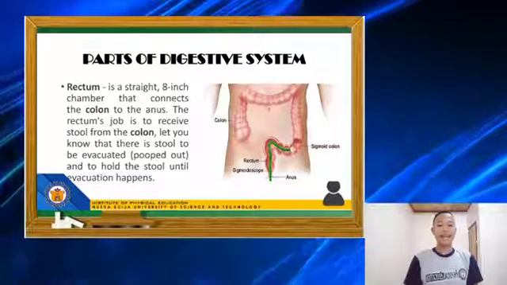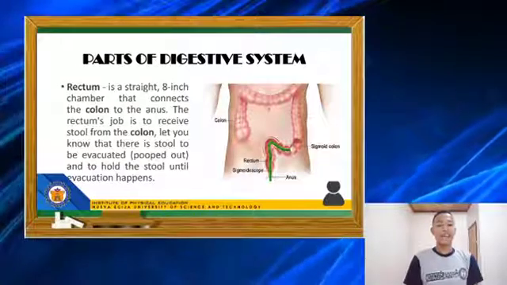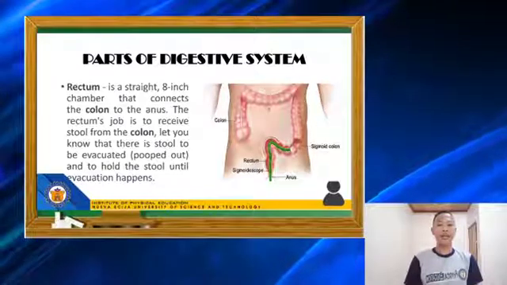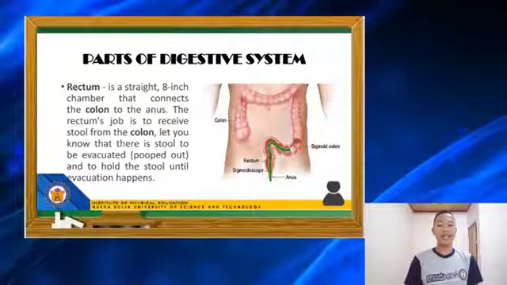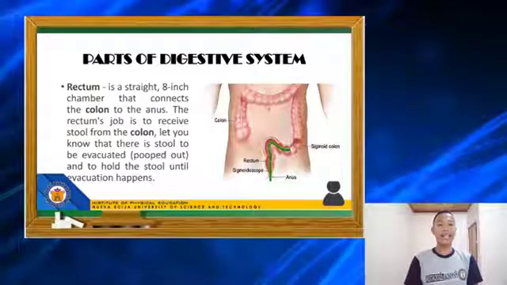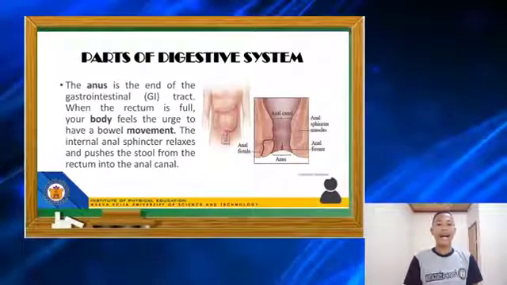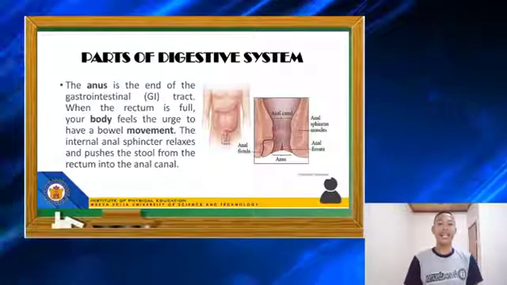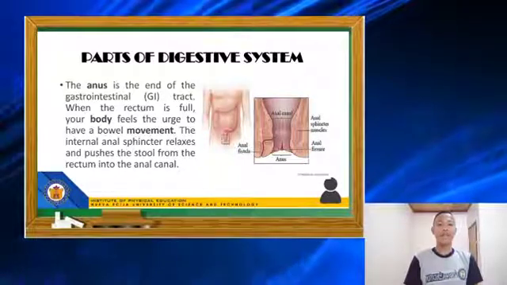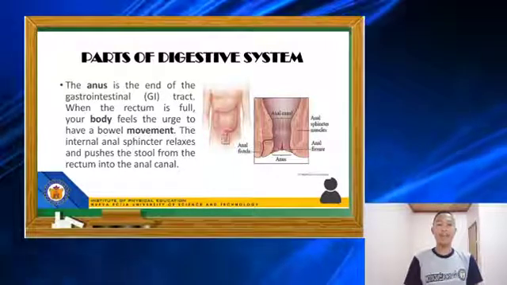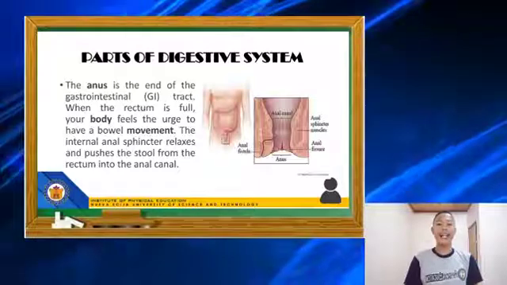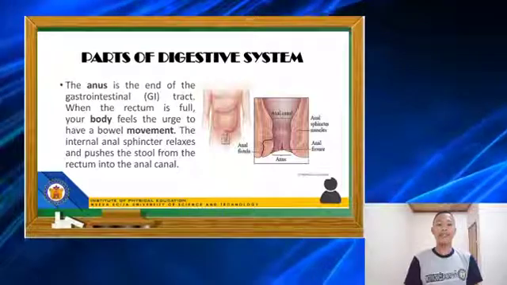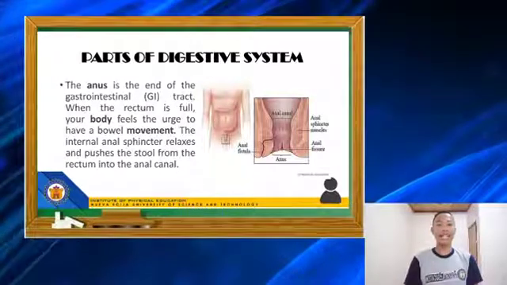The rectum follows the shape of the sacrum and ends in expanded sections called the ampulla, where feces is stored before it's released via the anal canal. The anus is the end of the gastrointestinal GI tract. When the rectum is full, your body feels the urge to have a bowel movement. The internal anal sphincters relax and push the stool from the rectum into the anal canal.